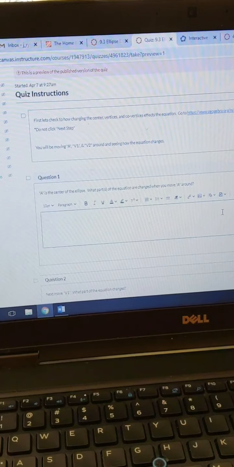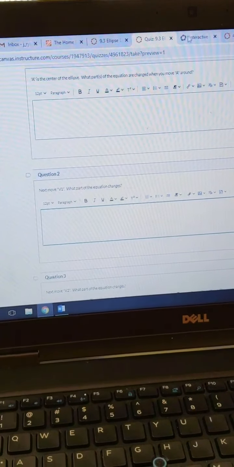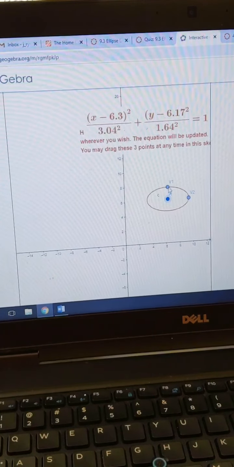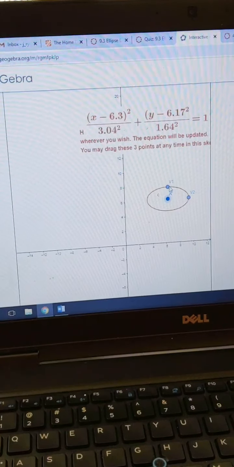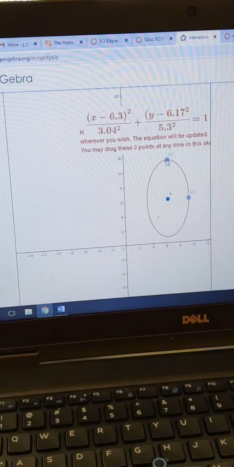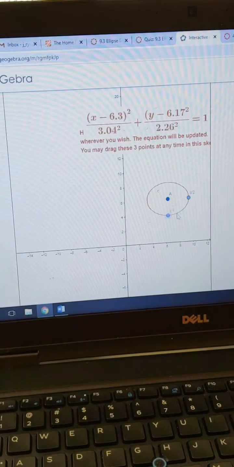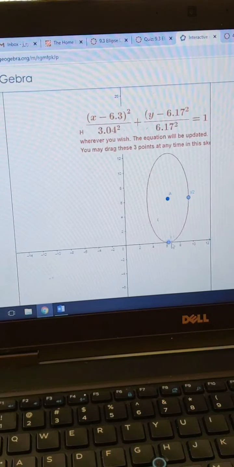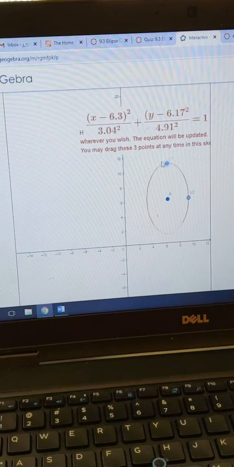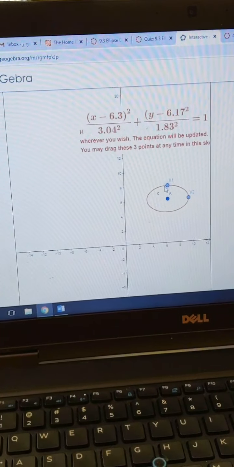Okay, next question. Next we're going to move V1. What part of the equation changes? V1 here is called a minor axis. Well, right now it's minor because it's smaller than V2. But if I move V1, it stretches the ellipse vertically, and the only number changing is the number in the y denominator. The x doesn't change. The center location numbers don't change. Only the y number changes. So we'll just put that there.